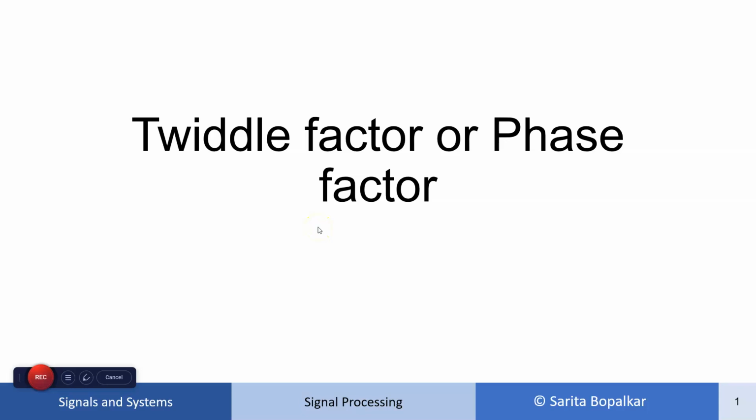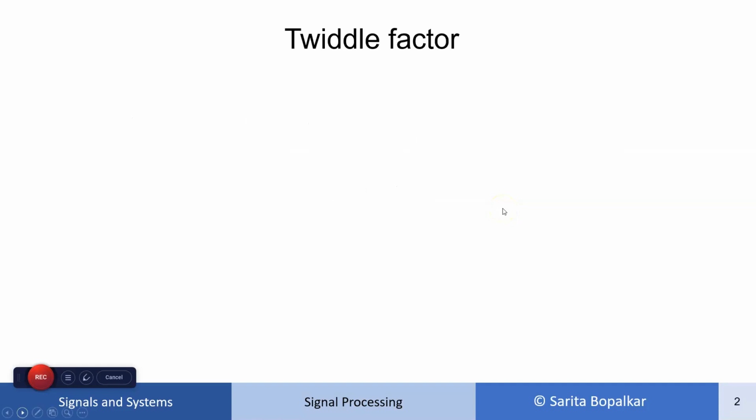Hello, in this video we are discussing twiddle factor or a phase factor. Twiddle factor is very important in the fast Fourier transform algorithm, the FFT algorithm, to calculate the DFT of a signal. Let's first check the definition of DFT in terms of twiddle factor.